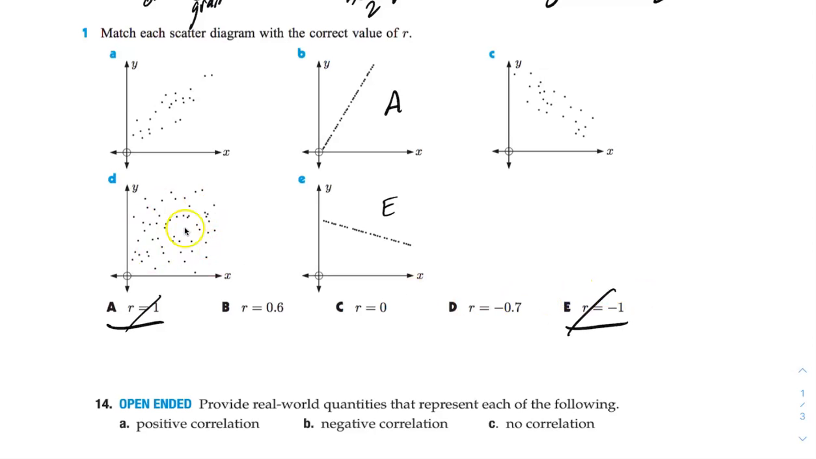This one right here has no correlation at all. It's all over the place. I can't see a line anywhere. So that's C, or r equals 0. Now this one's a positive correlation, but not perfect. So it would be B, it's positive. And then this one's a little more contained, but still not perfect. So that's D, and it's negative. So there we go.